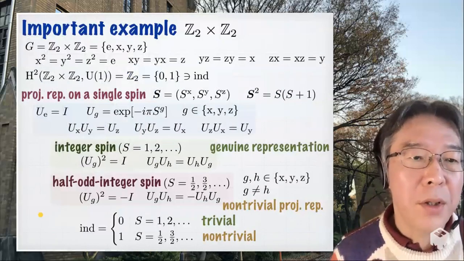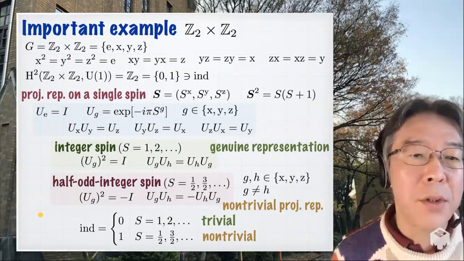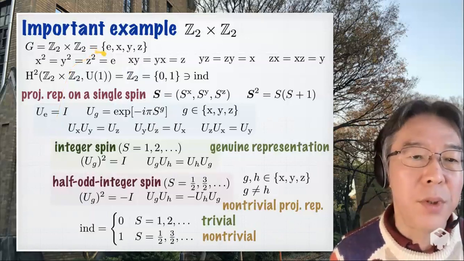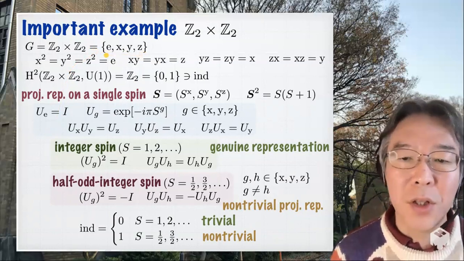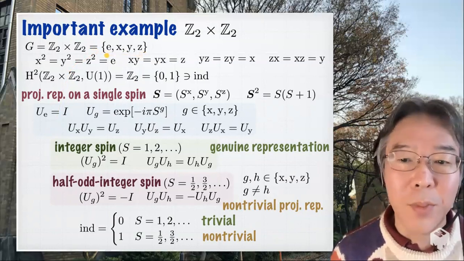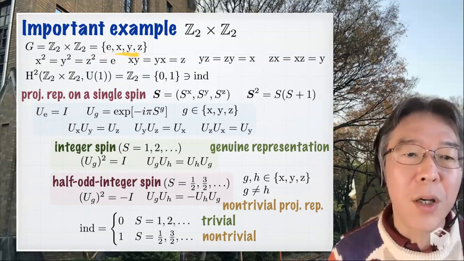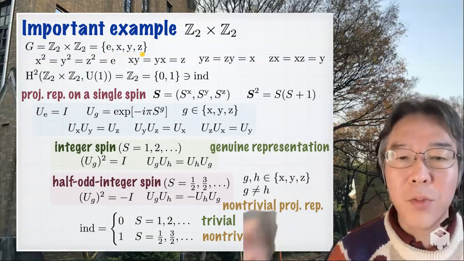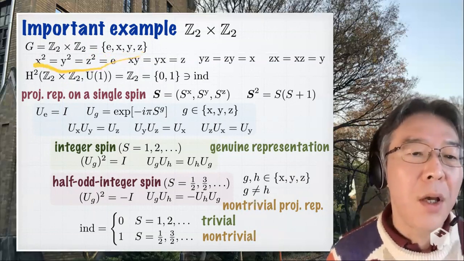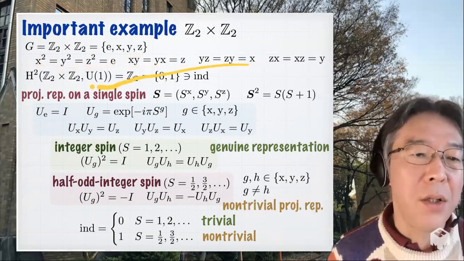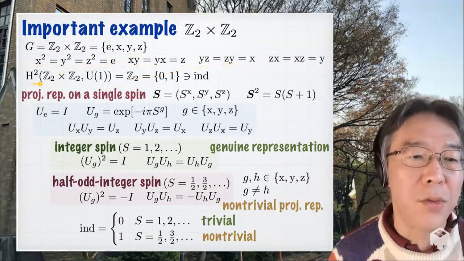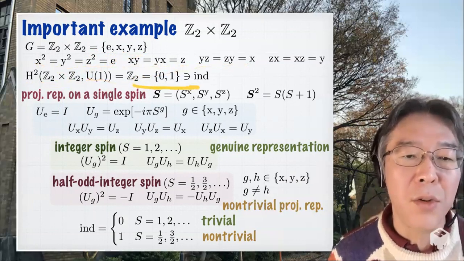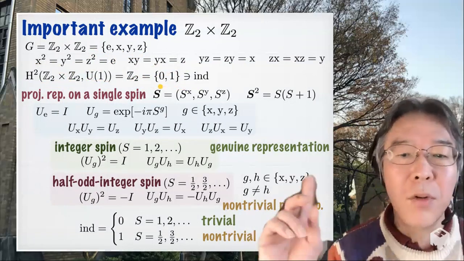A very important example of a group is the group Z2 cross Z2. It's a very simple abelian group with four elements. Here I'm using a notation inspired by quantum information people, but it is useful. X, Y, Z denote the pi rotations about the x, y, z axes respectively, and they satisfy these rules. It is known that the second group cohomology of this group, Z2 cross Z2, is Z2, that is, 0 or 1. So the index can be 0 or 1.